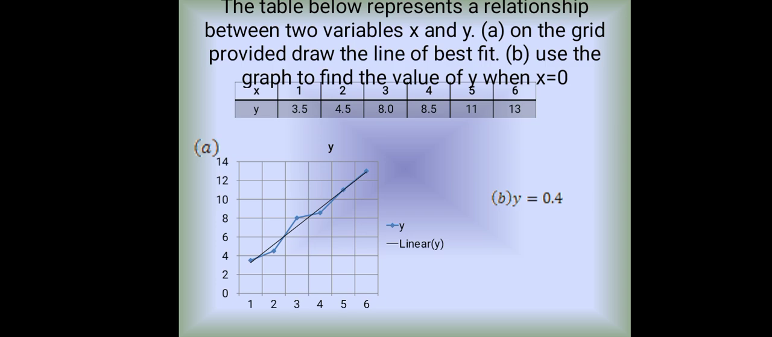The table below represents a relationship between 2 variables X and Y. A. On the grid provided, draw the line of best fit. B. Use the graph to find the value of Y when X equals 0.